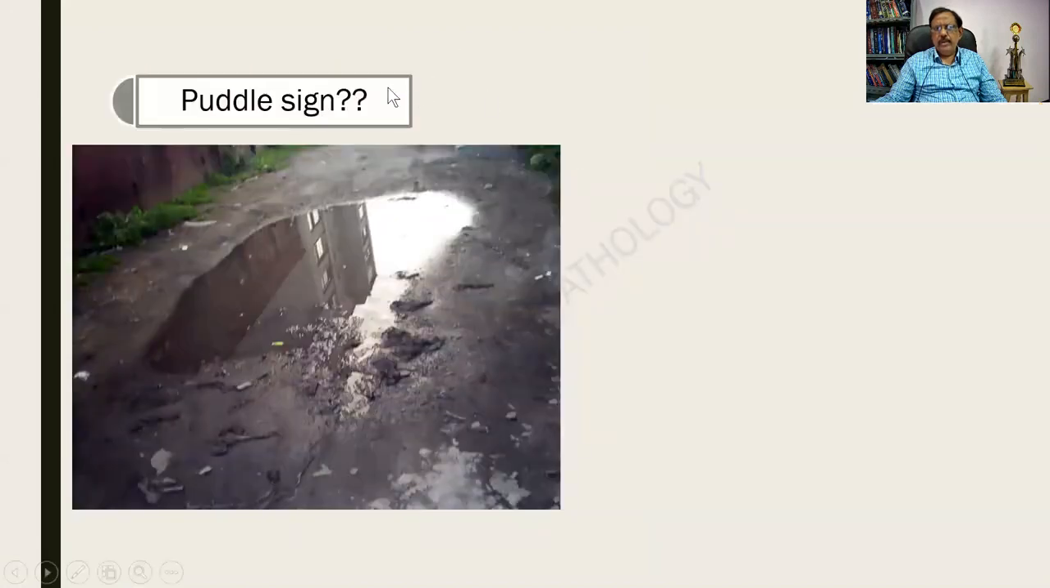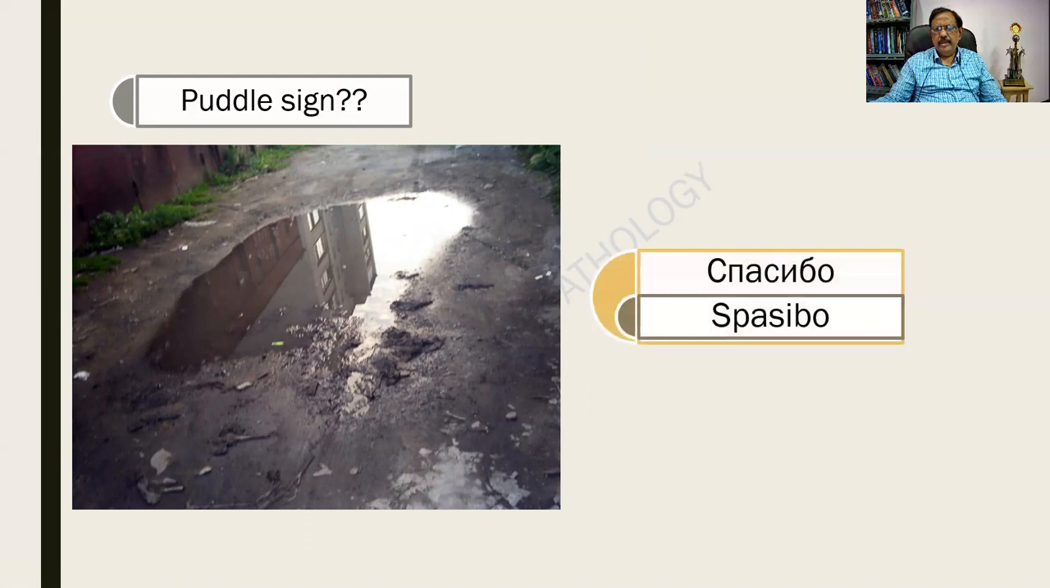And what is this one? A puddle. A puddle is a small patch of water that is over here. And what is the puddle sign? You put the patient in a knee chest position and then do the percussion. You find that there will be a shifting dullness which can demonstrate about 50 to 100 ml of fluid, and that is called the puddle sign.